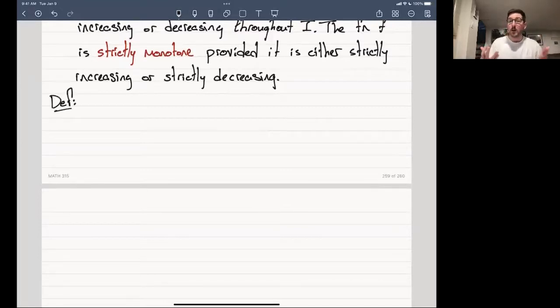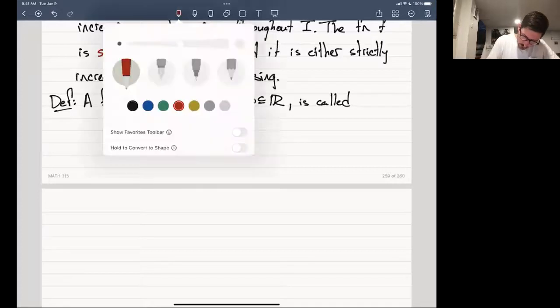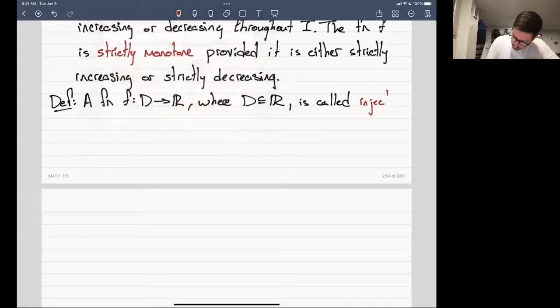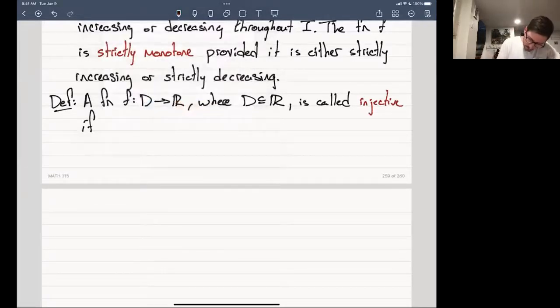Well, this one is one-to-one, right? Or injective. So a function f, again, from a domain into R. So it doesn't have to be an interval this time. It's just a domain. So where D is contained in R, could be the whole real numbers. Well, this is called injective if and only if f is 1 to 1.